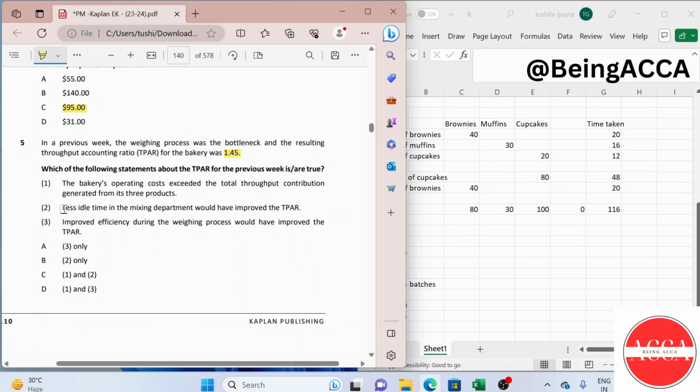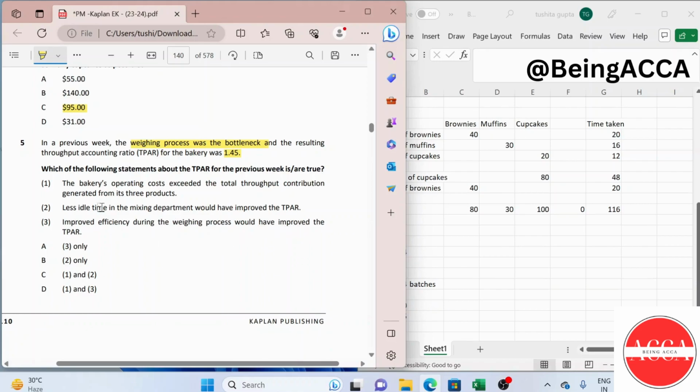Now, moving to the second one, less idle time in the mixing department would have improved the TPAR. Now, this statement is also wrong because we are told that in the previous week, the weighing process was the bottleneck. So, if efficiency is less in your bottleneck process, then that is a problem. But even if you have idle time in other departments which are not the bottleneck, this will not have any impact on your TPAR.